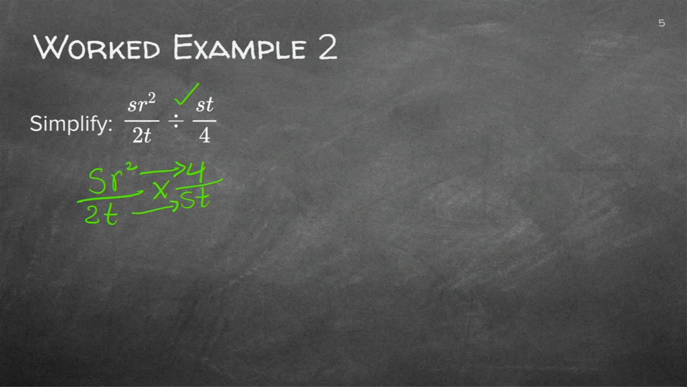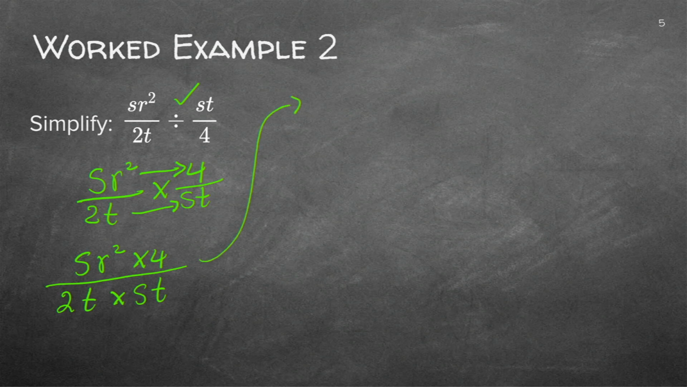This is going to be sr squared times 4 divided by 2t times st. Now if I continue this up there, this is going to be 4 sr squared divided by 2 st squared, because there's t and t multiplying there, they give you t squared.